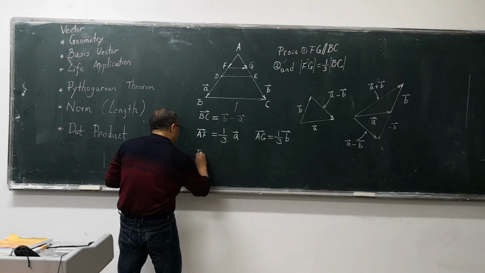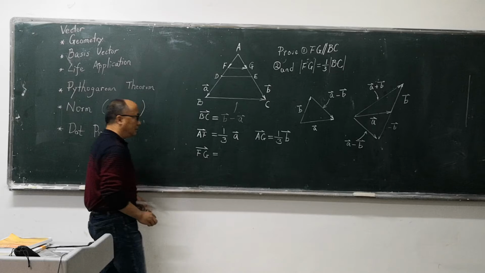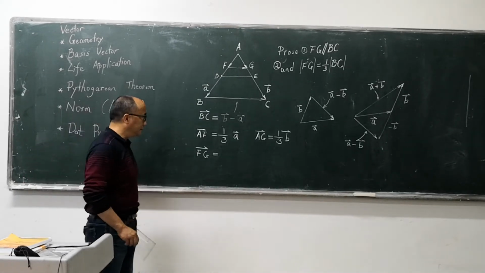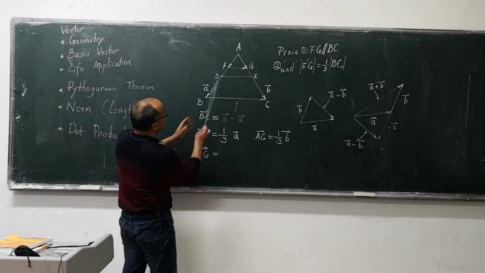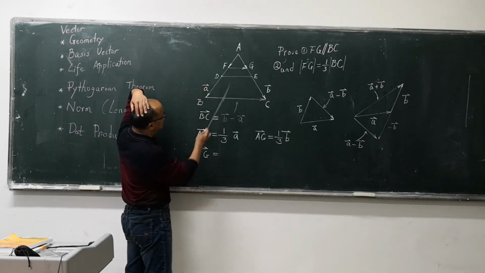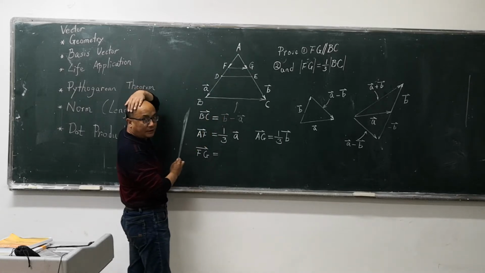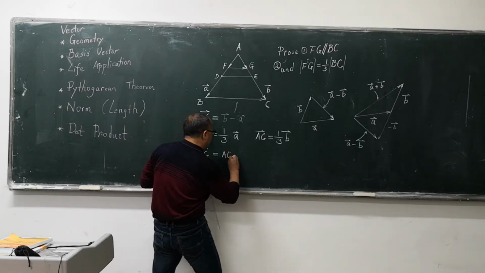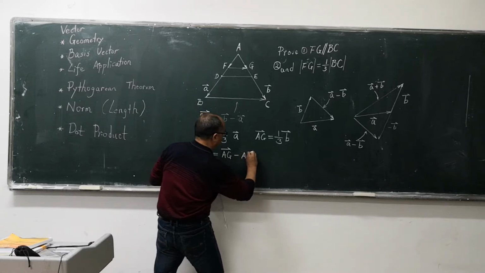Then can you tell me what the vector over here, FG, is? It's 1/3 B minus 1/3 A, which is 1/3 (B minus A). So this vector is this vector minus this vector. Should I write this? AG minus AF.